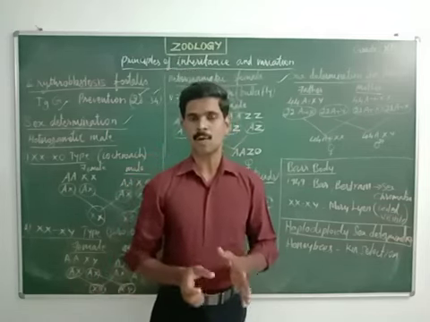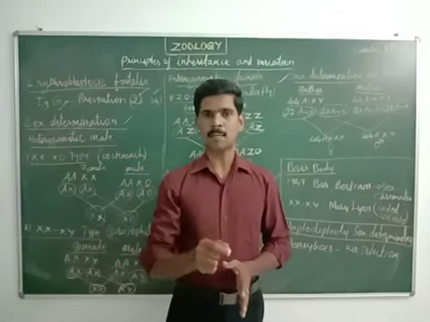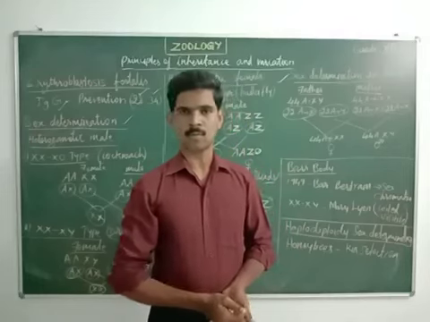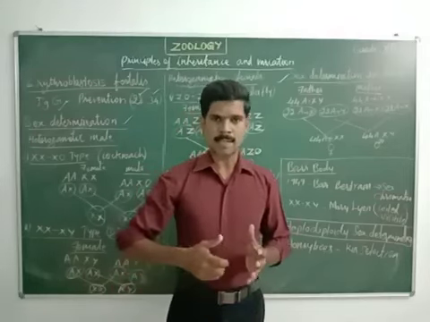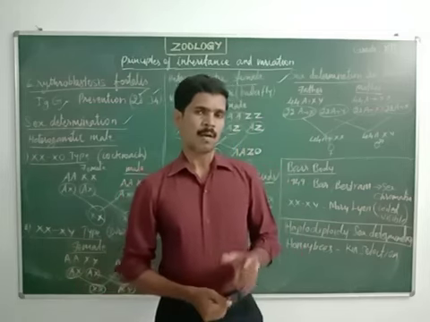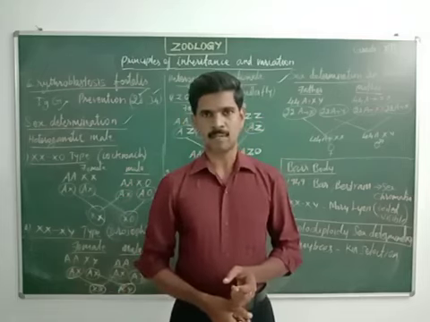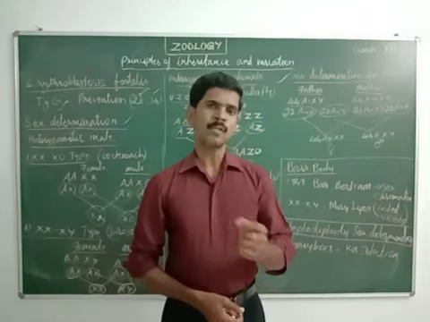Because you all know, in the female body 2 X chromosomes are there, and in the male body 1 X chromosome and 1 Y chromosome is there. Actually, our body cells consist of 46 chromosomes. All these 46 chromosomes are arranged in 23 pairs.